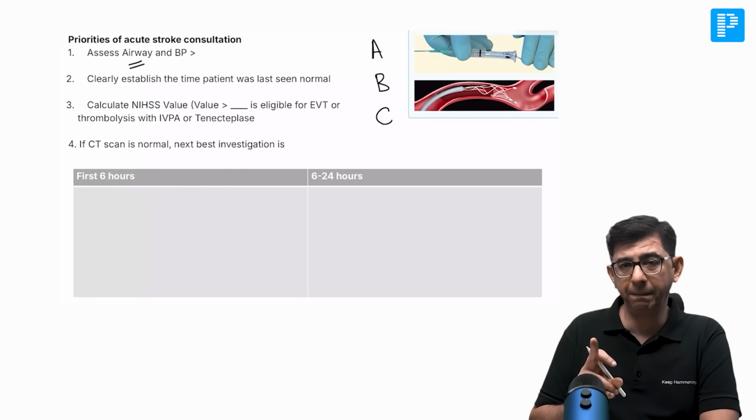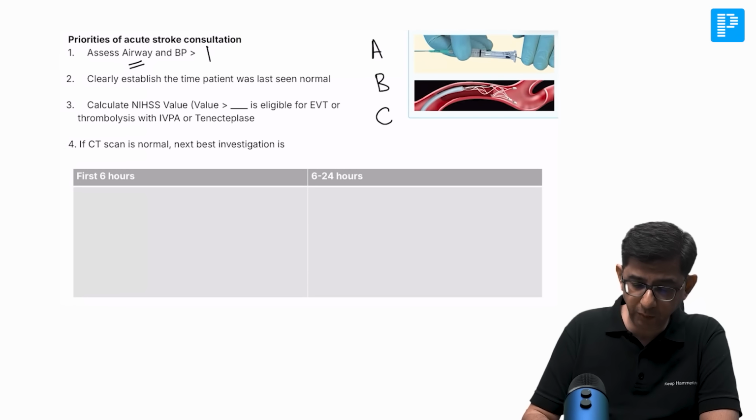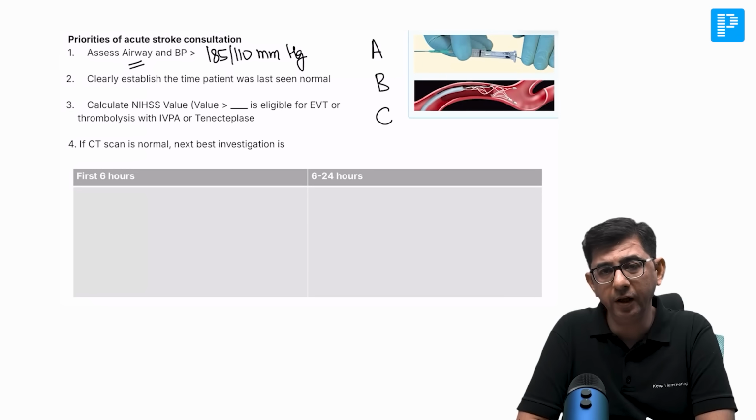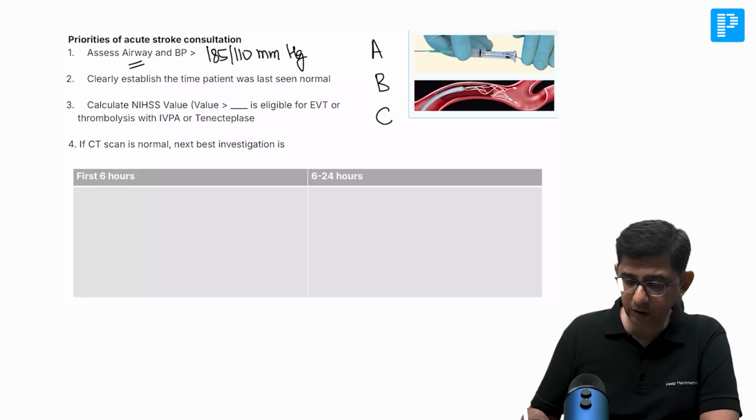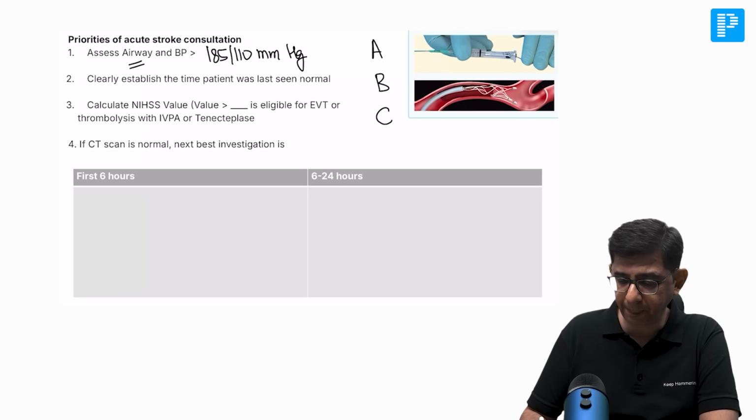B is not breathing. B is for the blood pressure value. If the blood pressure is more than 185 by 110 millimeter of mercury, then thrombolysis is absolutely contraindicated. I want to highlight the fact that thrombolysis should not be done, obviously not in brain hemorrhage.